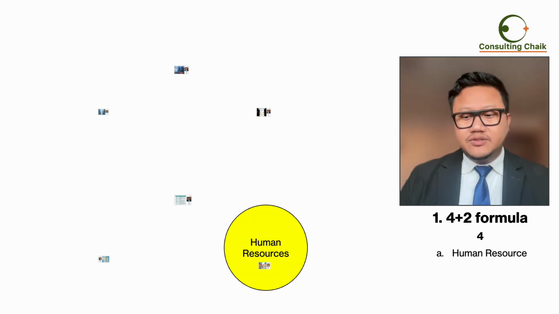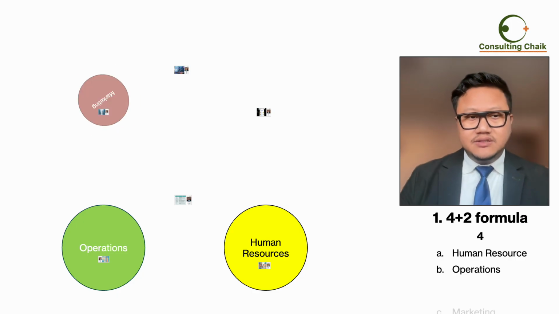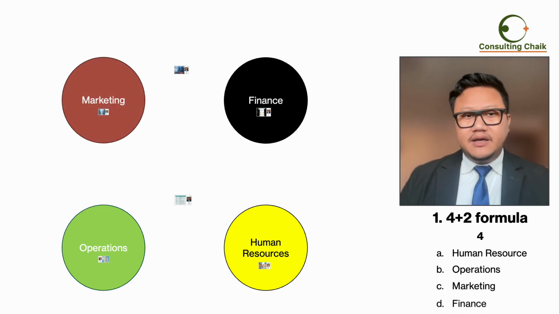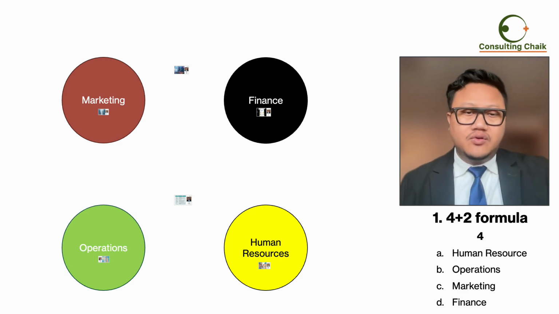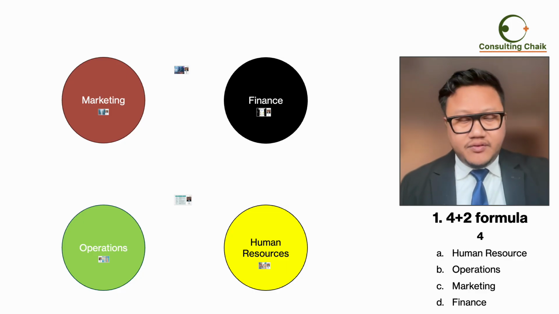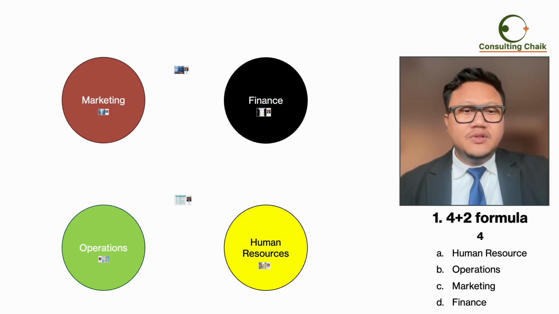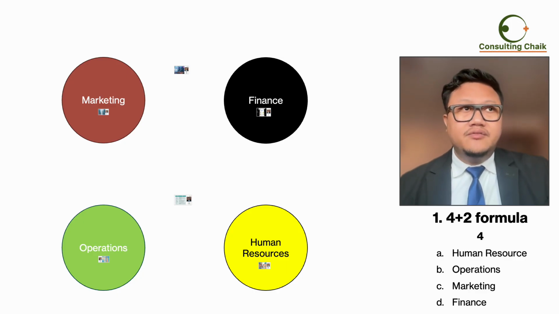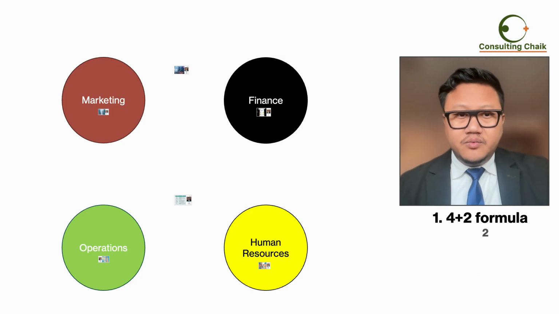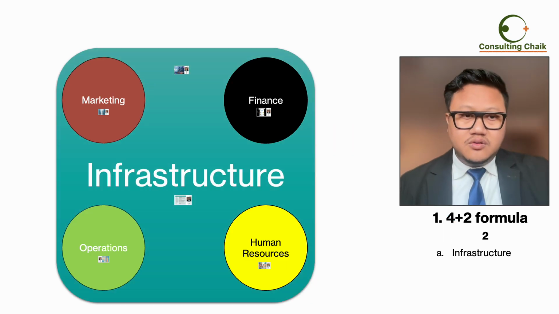First one is human resource. Second is operations. Third is marketing. And fourth is finance. If you compromise any one of these 4, if not today, then after years, you'll start facing a lot of problems in various ways. And in order to strengthen these four, we have the two. Number one of the two is infrastructure.